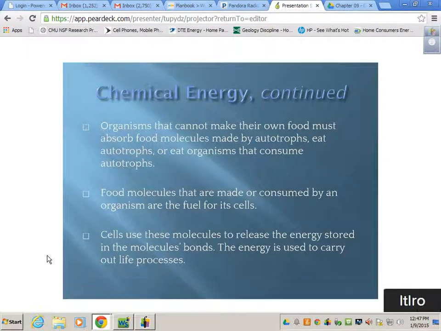So organisms that cannot make their own food must absorb food molecules made by autotrophs, eat autotrophs, or eat organisms that consume the autotrophs. Now, food molecules that are made or consumed by an organism are the fuel for its cells. So what is our fuel? Food, right? We get that.